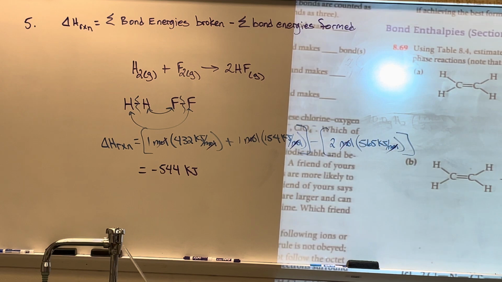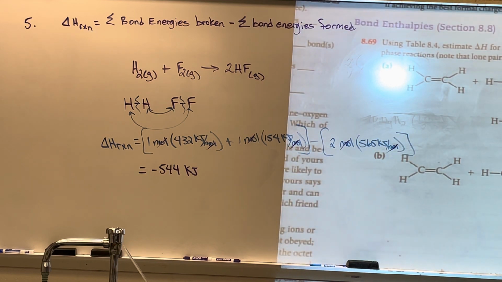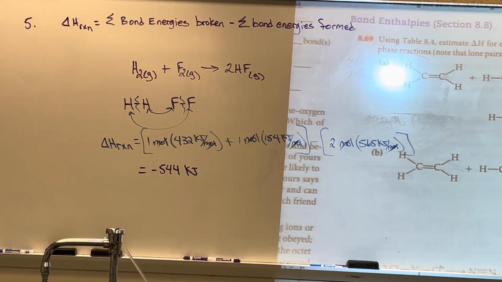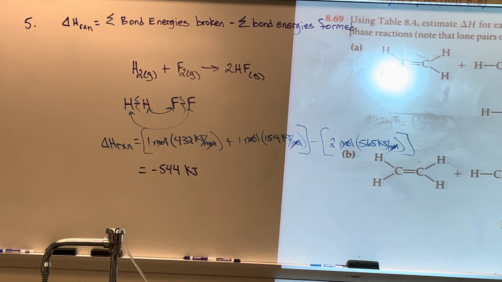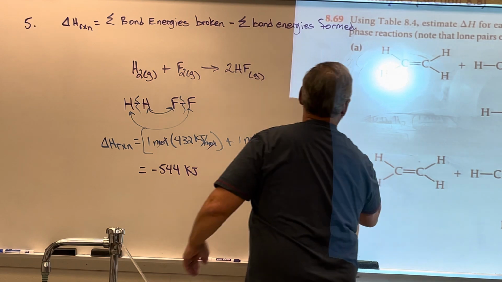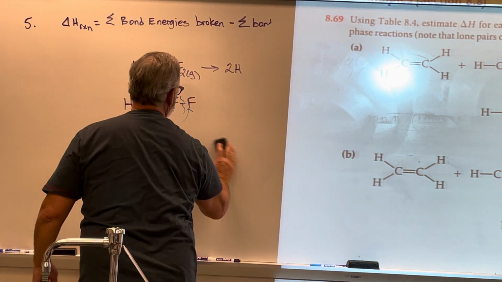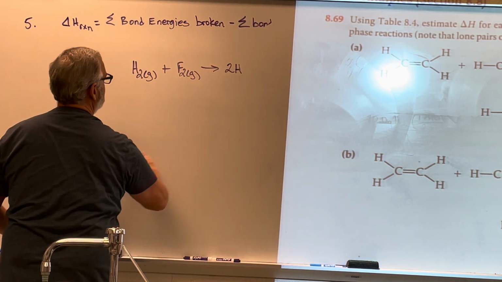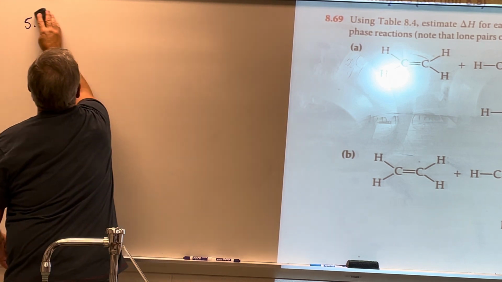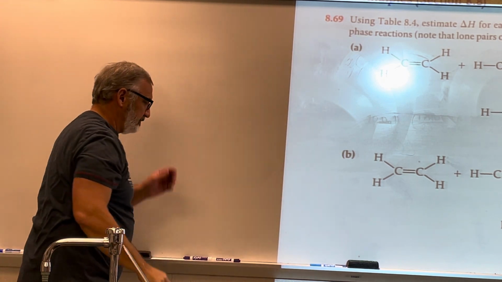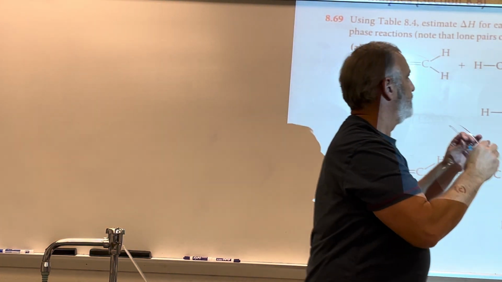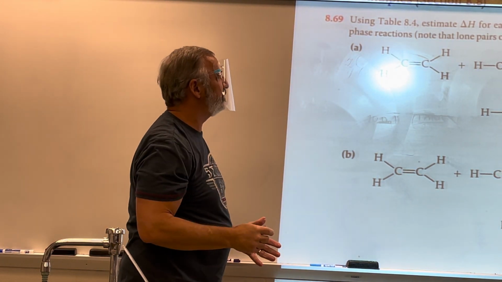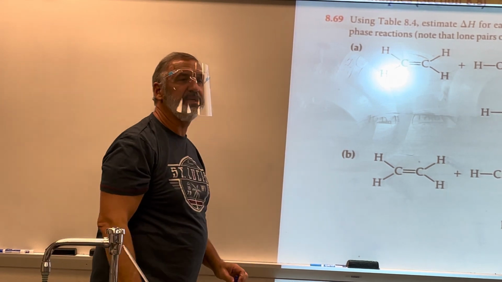Page 337. Now notice that the Lewis dot structures are given on this one, because we have to know how many bonds are being broken and how many bonds are being formed.